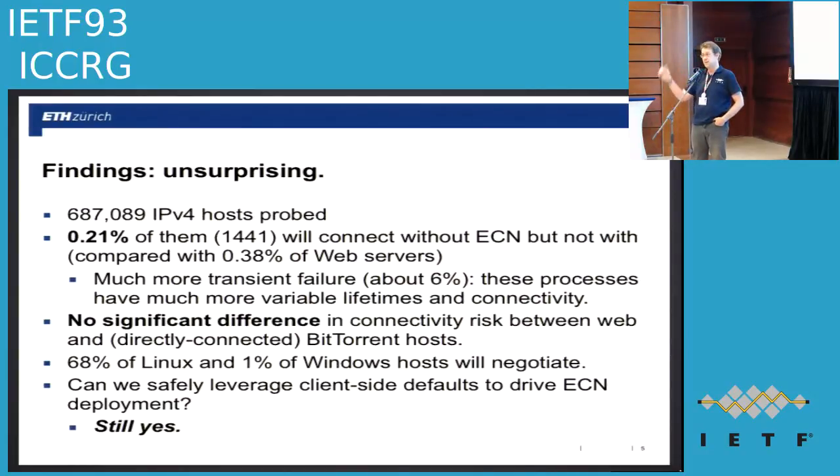This is lower than we saw with the web servers, but there's a bunch of noise here. No significant difference in connectivity risk between web servers and directly connected BitTorrent hosts, at least not that we can see with this study. 68% of Linux hosts and 1% of Windows hosts will negotiate. That's also, given what we know about the defaults, not surprising at all. And the question that we asked last time, can we safely leverage client-side defaults to drive ECN deployment? And I guess you can actually ask the Apple guys how that's going for them.